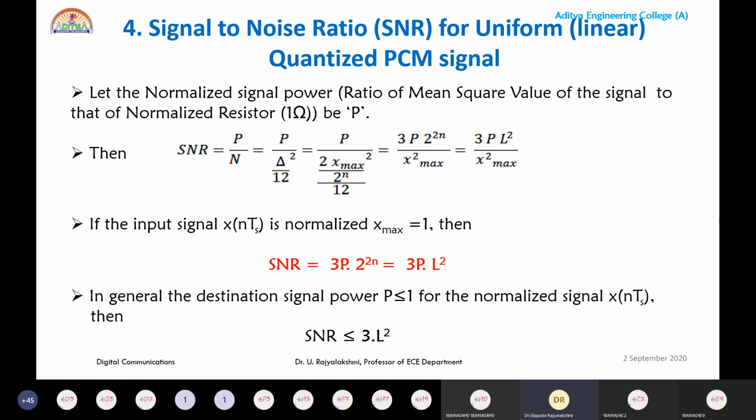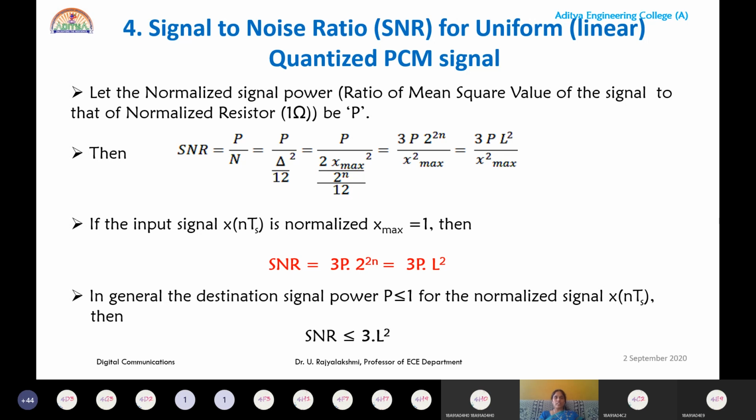So what is the generalized equation for SNR? SNR equals 3P L square by x max square, where x max is the positive extremity. What is L? L equals 2 power n is the number of quantized levels. Now here we did the simplification, so please remember this generalized equation. Sometimes in exams you need to derive the generalized equation by assuming the signal power as capital P. SNR equals 3P L square by x max square.